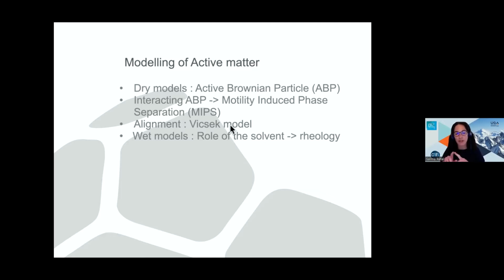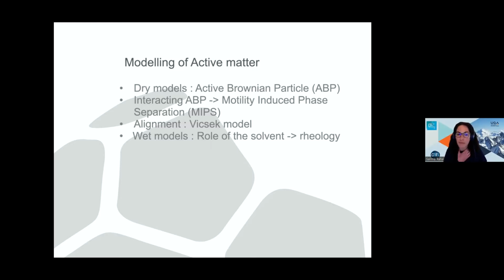If you consider alignment rules between the active particles, then we can go to the Vicsek model. I'll try to say a word. And then if you want to add long-range interaction between the particles, you might want to introduce the role of the solvent in those models.